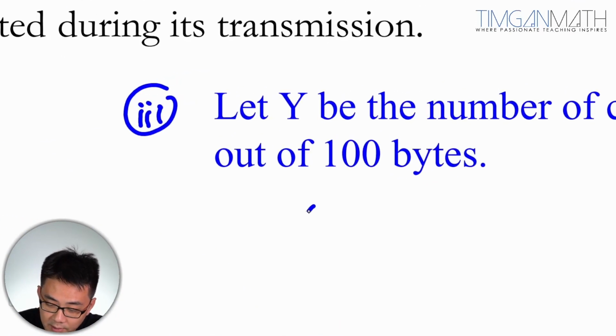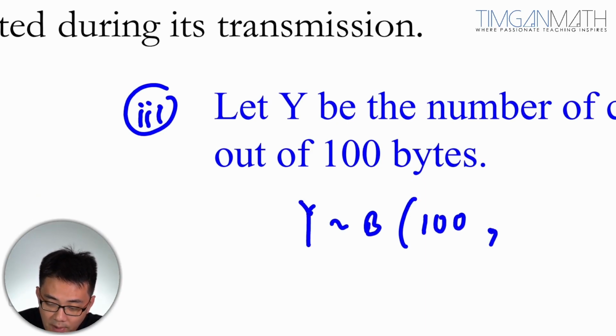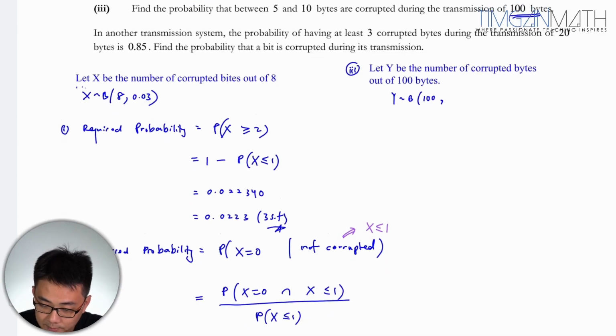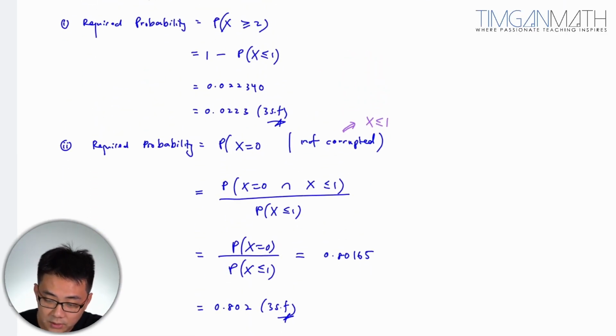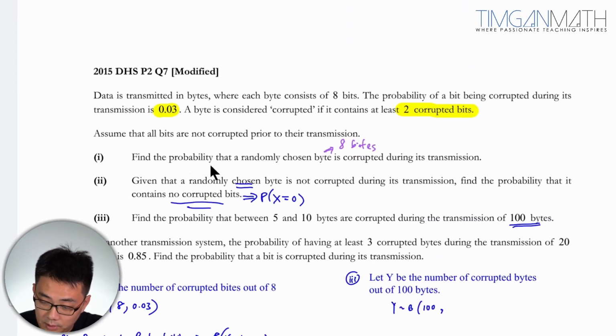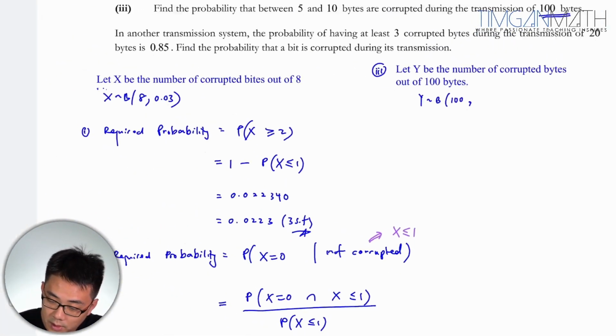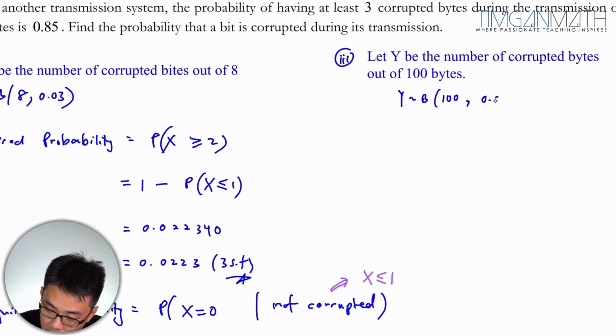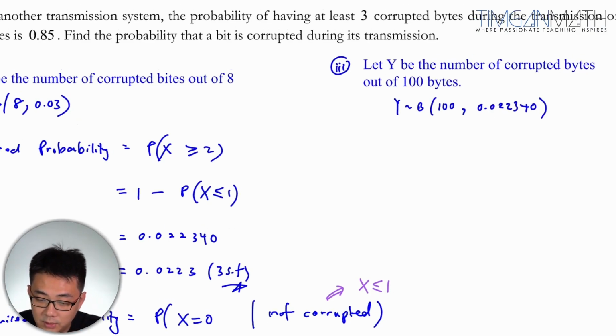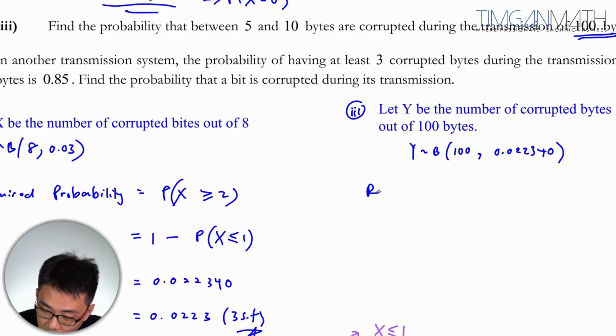So for this Y, you just put a binomial with 100 bytes. Every 1 byte would have this chance of being corrupted: the answer from part 1, which is 0.02234. Every 1 byte is corrupted with this probability. So now we want the required probability.